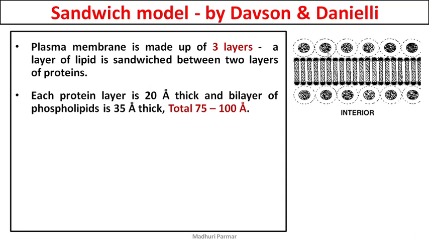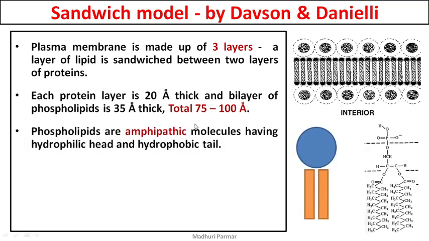Another thing, they said this protein is in globular form. You can see these spheres; globular or globe means circular, spherical, right? So these proteins are present in their globular forms, and they were 20 angstrom thick. After these protein layers comes the phospholipid layer, which is 35 angstrom thick. So total, 20 plus 20 is 40, plus 35 is 75. Depending on the protein thickness, it could be 75 to 100 angstrom thick. That is what they said.